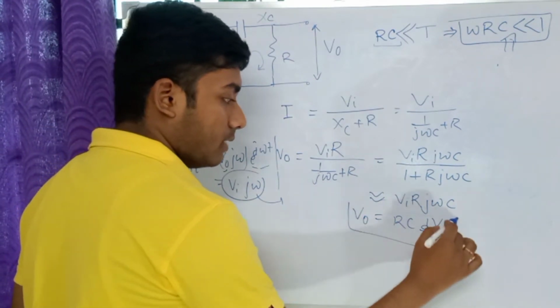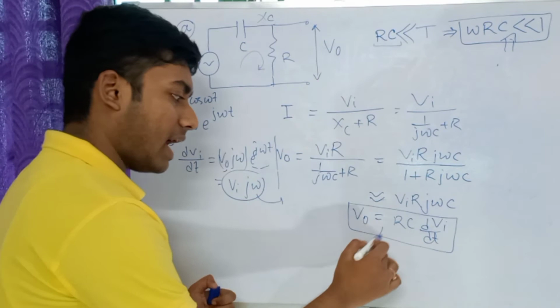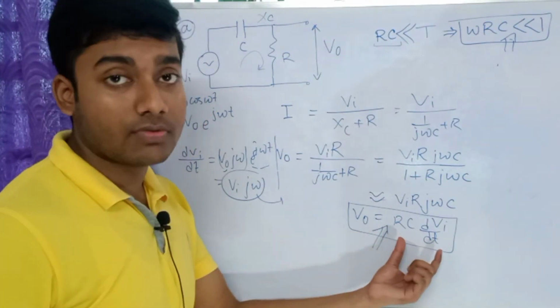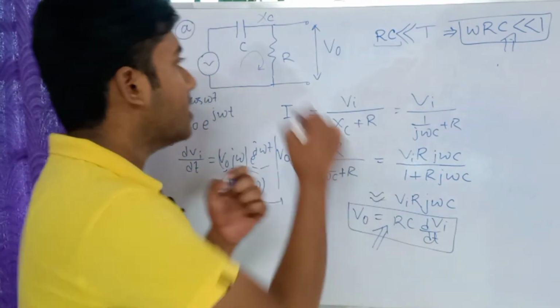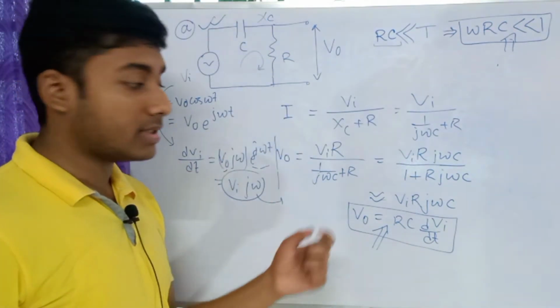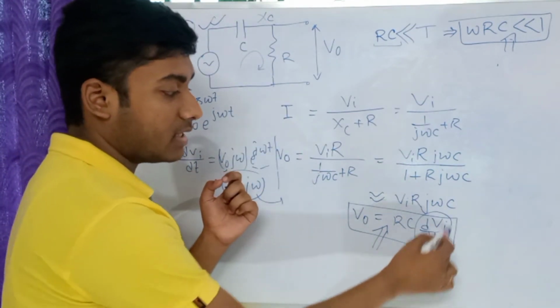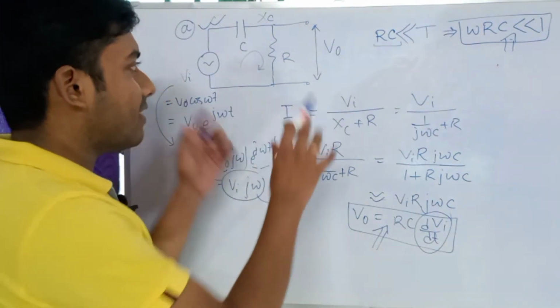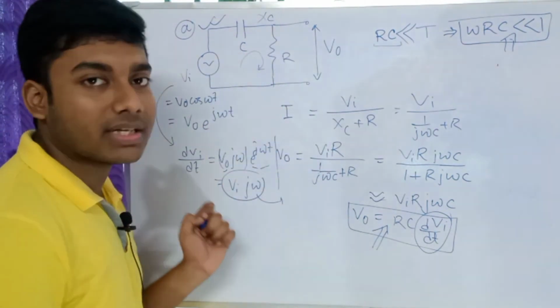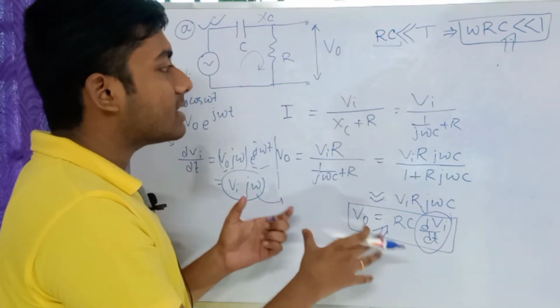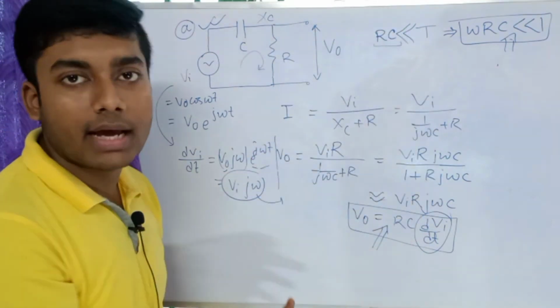The V output will look like this. You can easily understand that this is the differentiator circuit. This circuit is a differentiator circuit as it is differentiating the input voltage. So this is very interesting that this is a differentiator circuit, and you can easily understand it with this analysis.